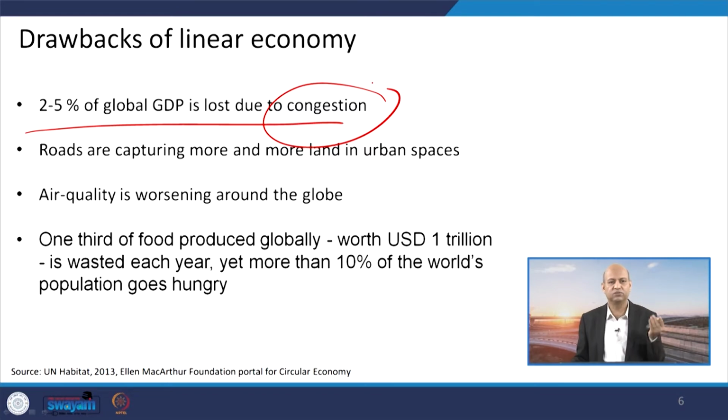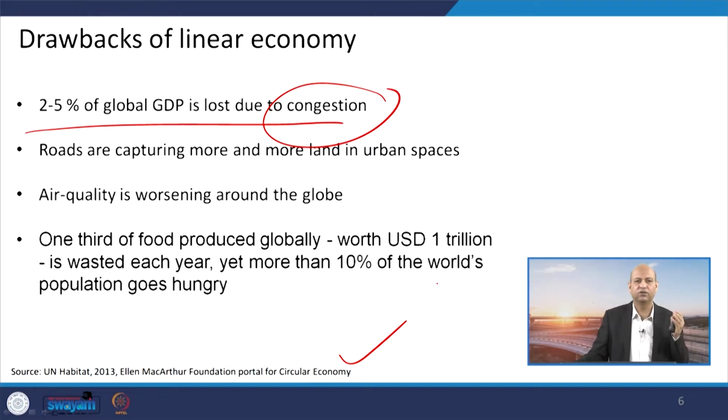These are the estimated figures. So, this much is wasted each year of the food produced, and more than 10% of the world's population goes hungry. Means on one hand we are wasting a lot of food, on the other hand a sizable population is going hungry. So, that is not the right way. This is not the inclusive or humanitarian way of looking at things.